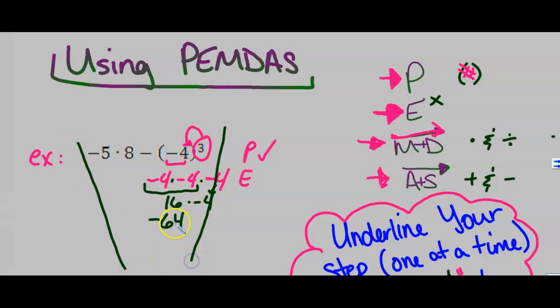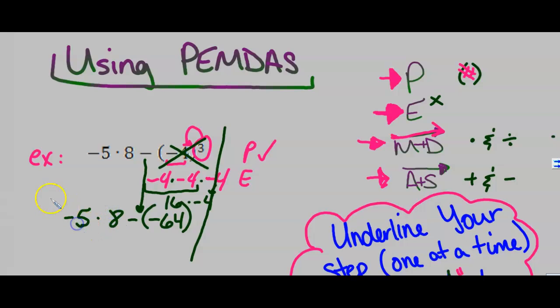Now we have to go back. Okay, we evaluated the exponent, but what is left? I still have a negative right here that we did not touch. So we have to have that negative still there. Okay. So we're going to put him down. What else? Well, we have a -5 times 8. Okay. So now we have this new expression. We're slowly getting rid of one thing at a time. Okay.